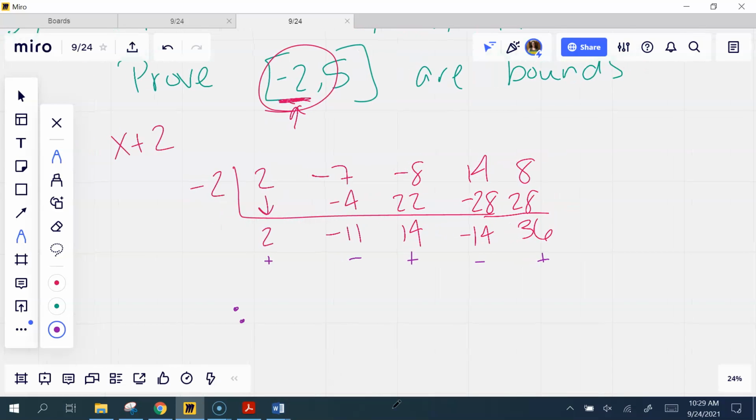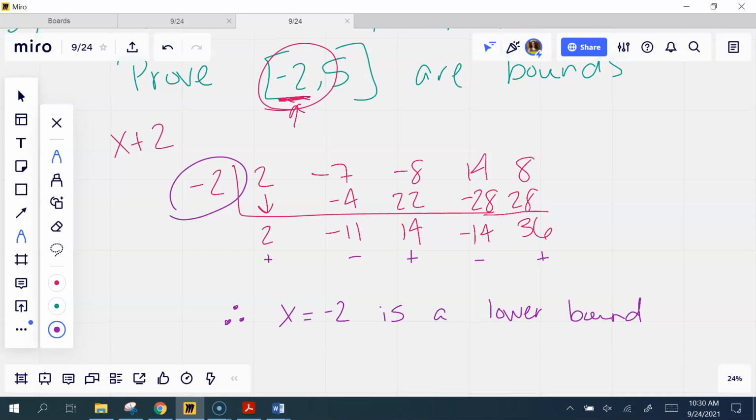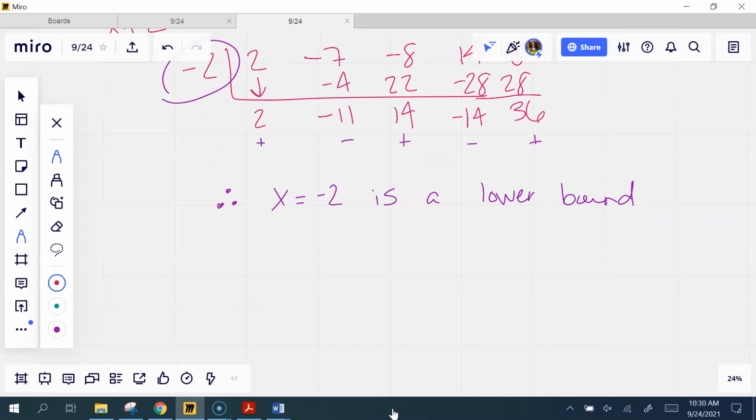So I can say, therefore, x equals -2 is a lower bound. And what that means is, no matter what my zeros are, where it crosses the x-axis, it's not going to cross anywhere smaller than -2. It won't go past there. It's a lower bound. Does that make sense? Never being smaller. So now test 5. If 5 is an upper bound, what should happen when I divide by it? They should all be positive. So you try that one and see what happens.